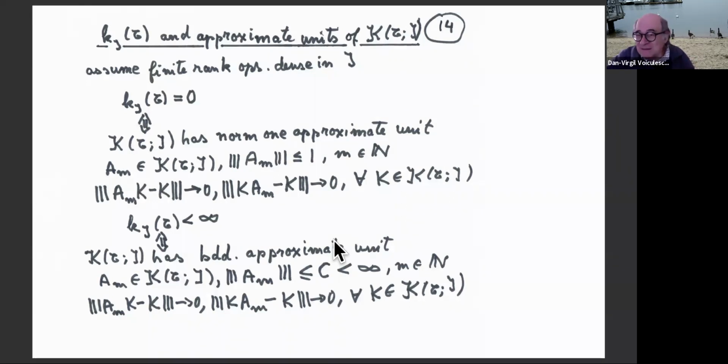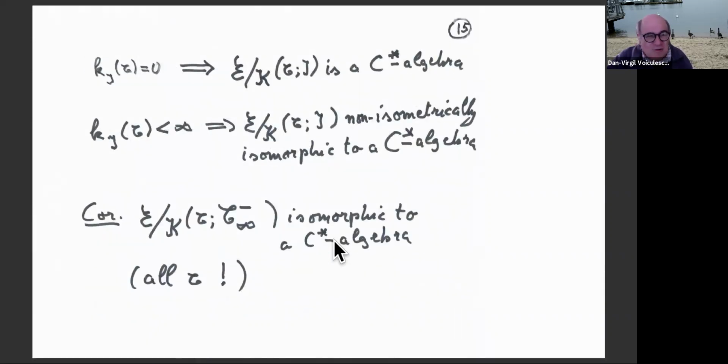In any case, from the qualitative point of view, this is the connection: quasi-central modulus, approximate units. And then there are other properties. You see, if this quasi-central modulus is 0, then the Calkin algebra of the commutant is a C-star algebra, and it is a C-star algebra isometrically. Namely, you take on this quotient Banach algebra the quotient Banach algebra norm, and you get a C-star algebra.